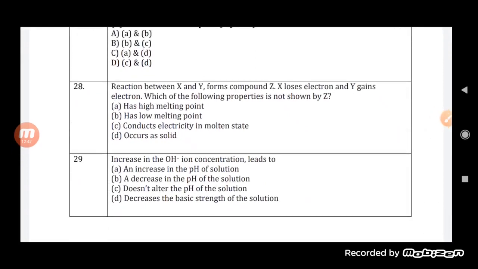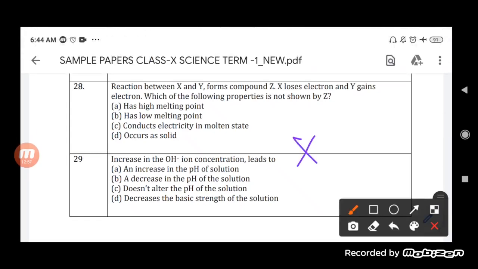Now here question number 28 is given. Reaction between X and Y forms a compound Z. X loses electrons, so X becomes positively charged, and Y gains electrons, so Y becomes negatively charged. So X plus Y gives a compound, that is Z. One is losing electrons, one is gaining electrons. Out of the given, which of the following will be shown by Z?